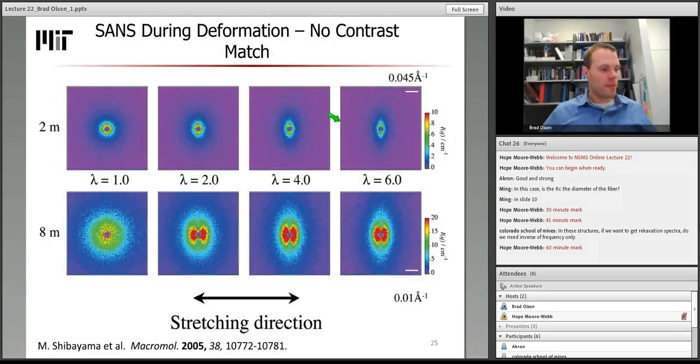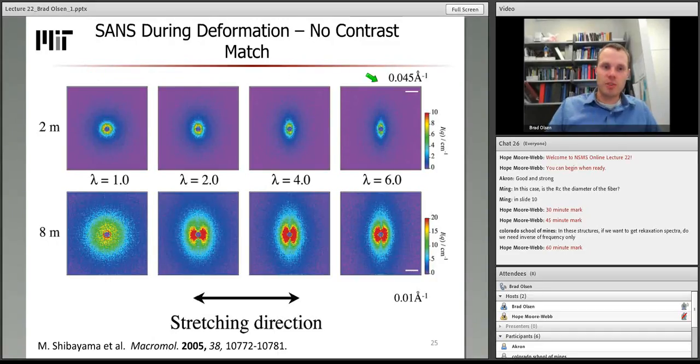So now the authors did tensile deformation of the materials in two different scattering conditions. One is pure D2O, so no attempt to contrast match out the clay or the polymer, and another one is contrast matching out the clay. Looking at these figures, you see 8 different scattering panels as a function of 2 variables. The first is the no contrast match case. In this case, we have lambda equals 1, 2, 4, and 6.